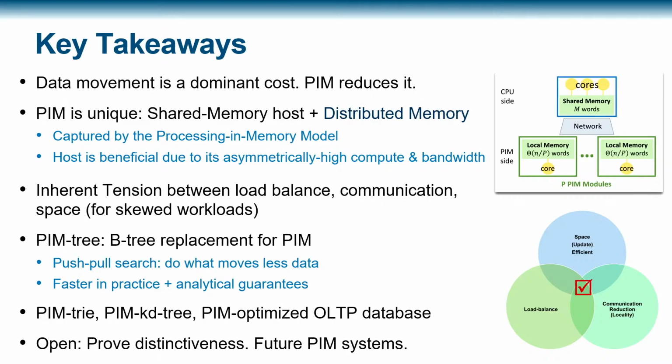I'm going to talk about the inherent tension, whenever you're pushing compute to memory, between load balance, communication, and skew, and space, whenever there's a skew in the workload. I'm going to do a case study on a data structure we call PIM tree, which is an ordered index. I'm going to try to do that in a way that doesn't steal too much of the thunder from Hongbo, who's going to talk about that in more detail after me. Then just a slide or two on some of the other things we've been looking at, and then some open questions and where we're headed.